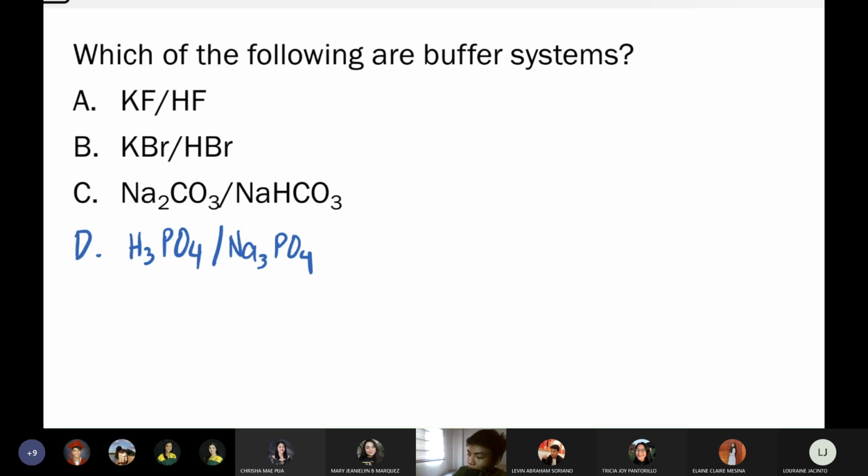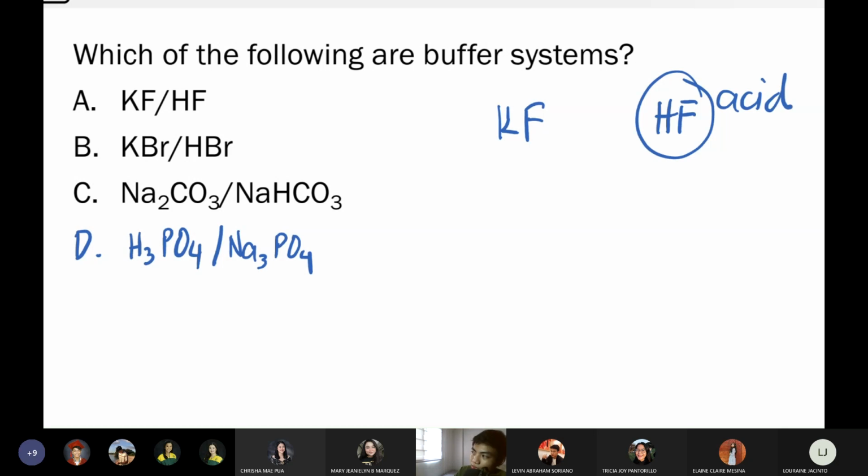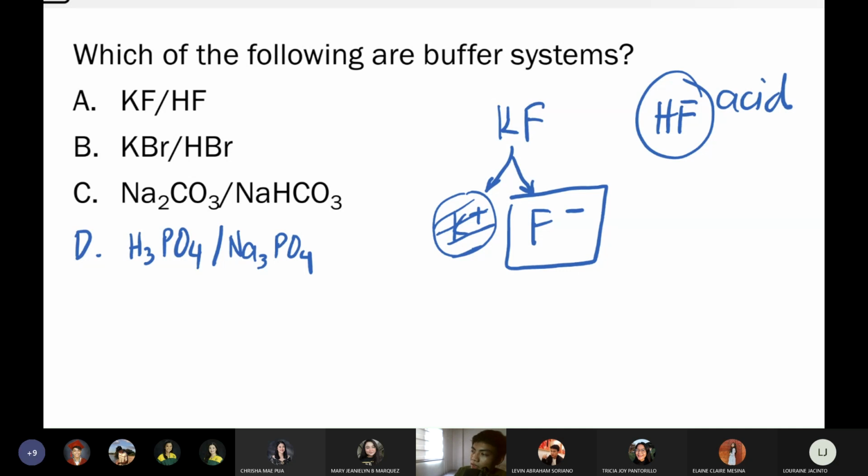Tignan natin. So, KF and then HF. Let's try to see their relationships. Obviously, yung HF acid yan. Halata naman eh. H yung kanyang cation. So, acid yan. How about KF? Okay, dissociate natin to into 2. Kasi ito yung salt na sinasabi ko. We can get K plus and F minus. O yung metal ion, wag nyo napansinin yan. Just focus on the anion. Is this related to this? Related ba sila sa isa't isa?